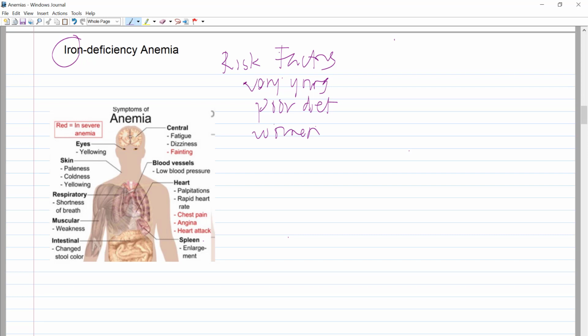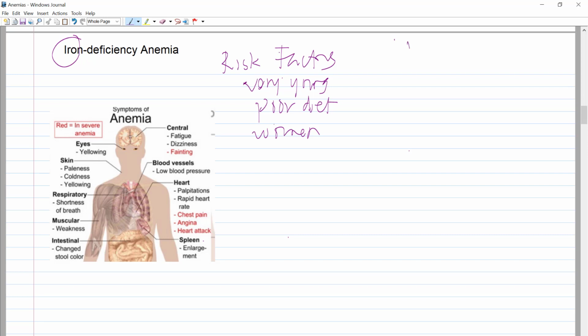Now, let's go back. Where is iron produced? Okay, I hope you can still remember. But as a review, not produced but absorbed. Remember that we can get iron from our diet. Okay, and iron is absorbed in the duodenum.